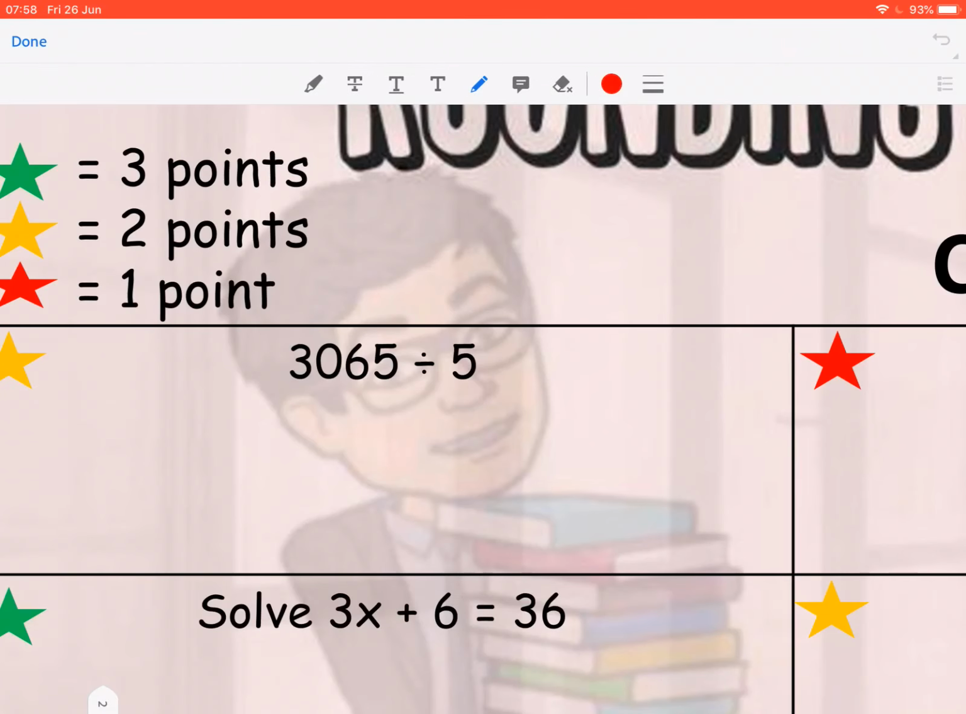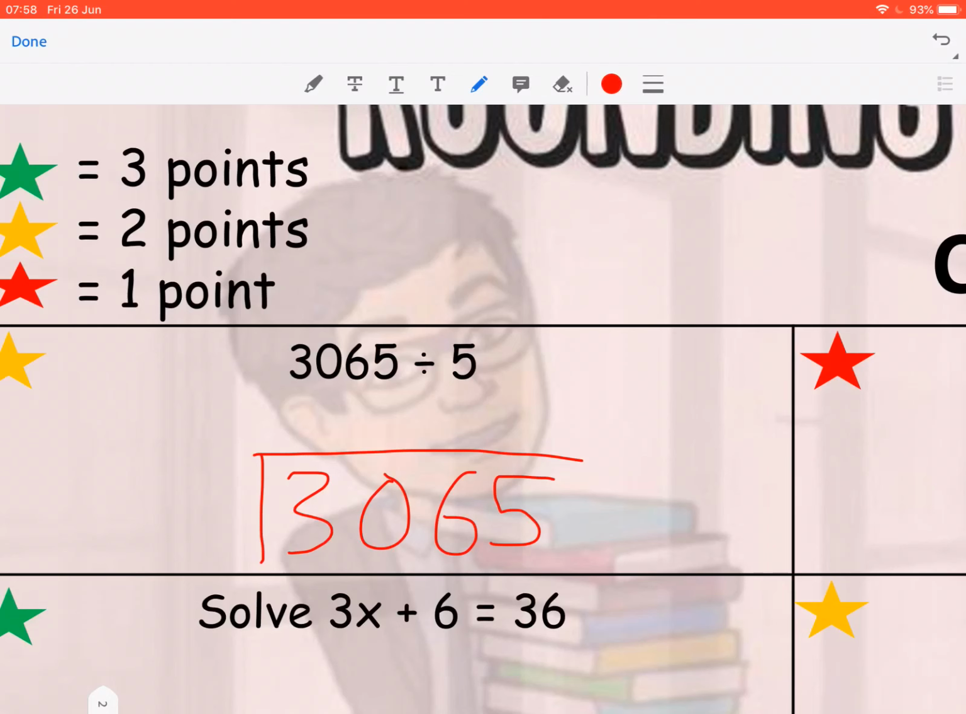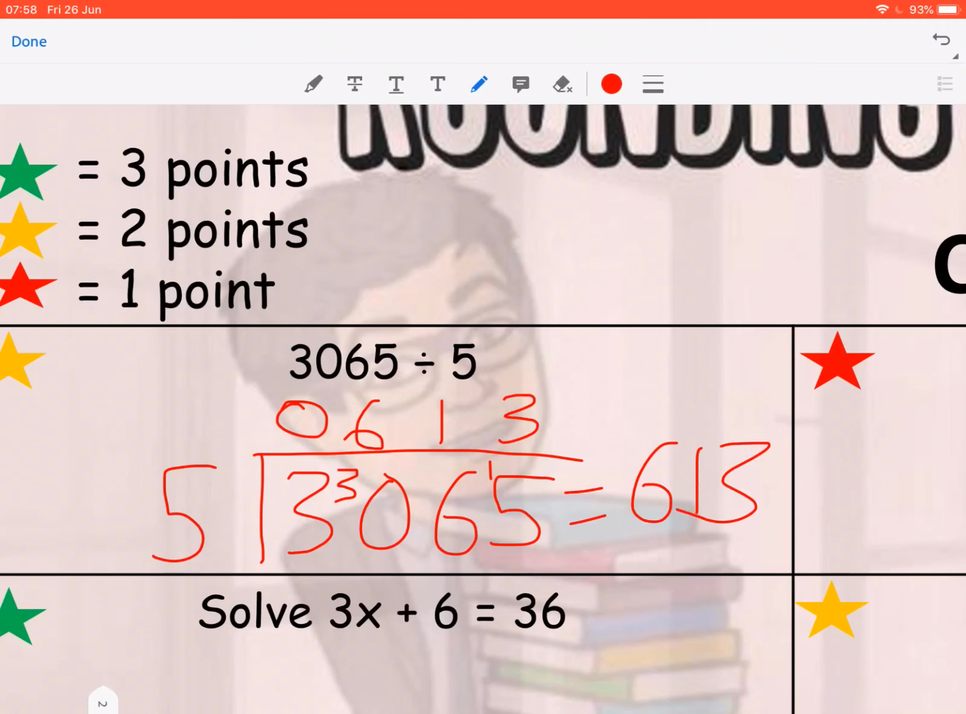Okay, first one, 3,065 divided by 5. Very straightforward division. 5 doesn't go into 3, so I put 0 at the top and carry the 3 over. 5 goes into 36 times, no remainder. 5 goes into 6 once, remainder 1. 5 goes into 15 3 times. So my answer is 613 for the first one.